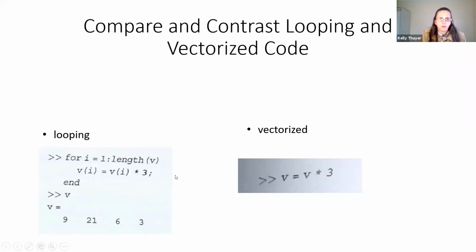So this is an example of comparing looping versus vectorized code. Here is an example where we're going to have an iterator i, and it's going to be explicitly running from 1 to the length of the vector. And so here we're going to multiply each element i times 3. And so when we do this, then we can get each item being multiplied out. In comparison, this is how the vectorized code would work.